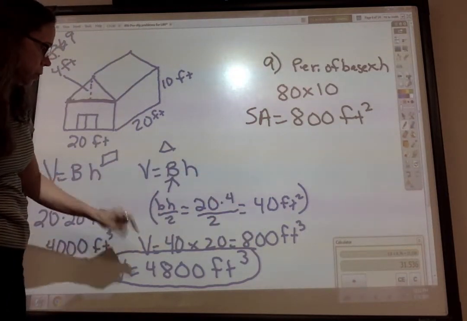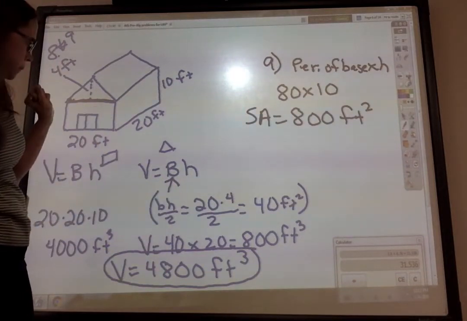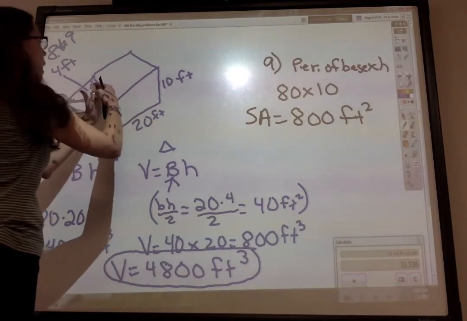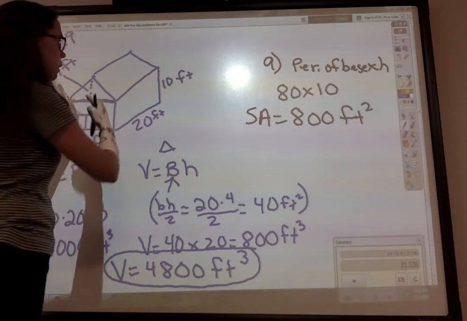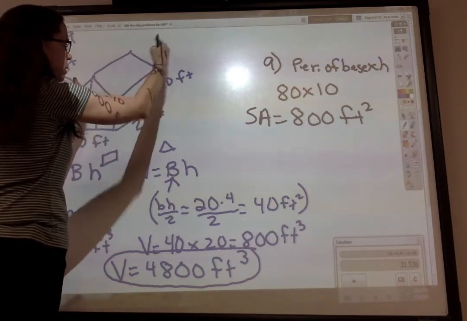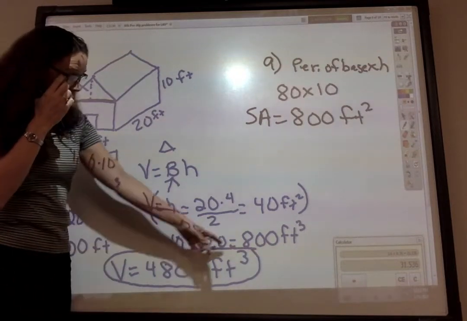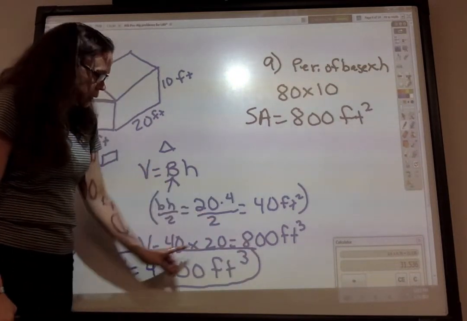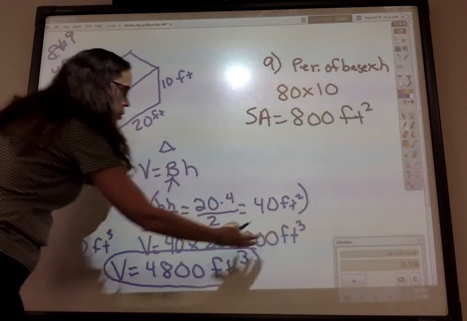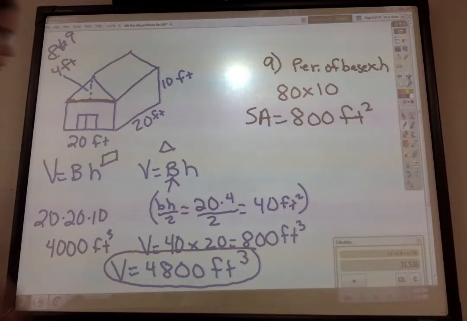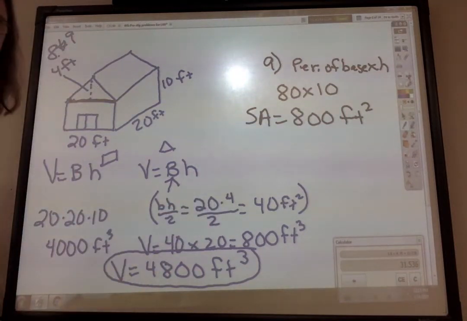Now to find my volume, I multiply my 40 times the height. In this case, the height is how far this triangle goes all the way back along the length of this building. So the triangular prism goes 20 feet back, so my height is 20. So together, 40 times 20 gives me 800 feet cubed. So the triangular part is 800, the rectangular part is 4,000. Together, the volume of the whole thing is 4,800 cubic feet.